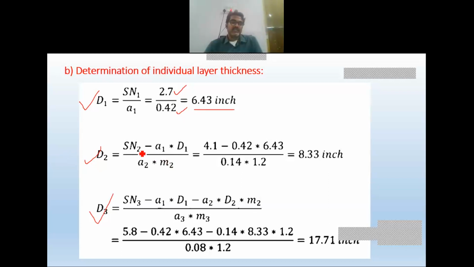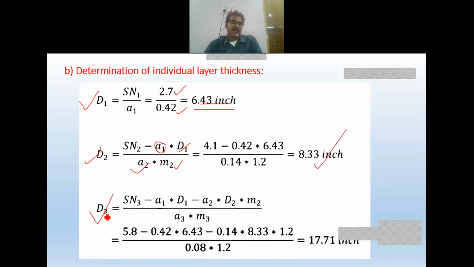D2 is SN2 minus A1 D1 by A2 M2, where M2 is the drainage coefficient and A2 is the layer coefficient of the second layer. A1 is the first layer coefficient. D1 is already calculated in this expression. SN2 is calculated from the chart. All are known values. Then D2, the second layer thickness, the base course thickness, is 8.23 inches.